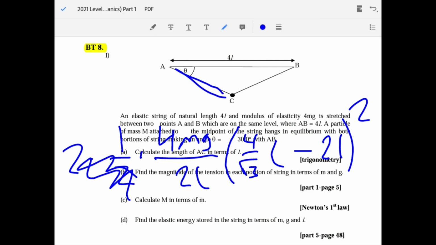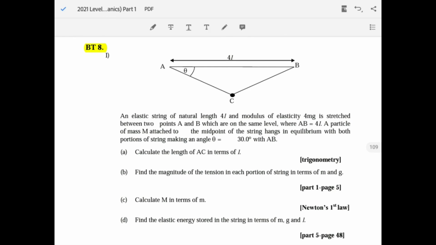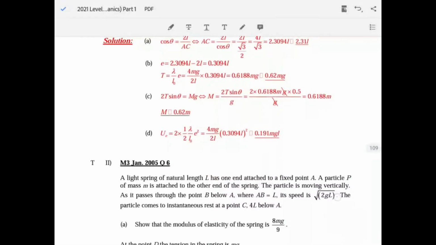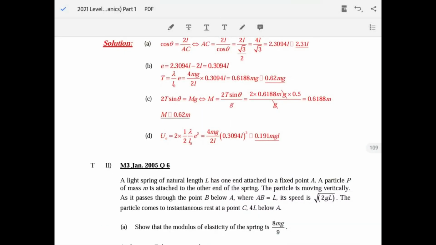You do the math, you put it in your calculator, you'll see that L and L cancel, but it's squared, so you'll end up with mgL as the variable or the constants, and then you put it in your calculator, you get the number, and you should end up with 0.191.